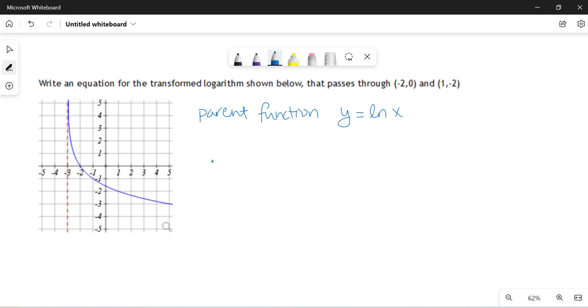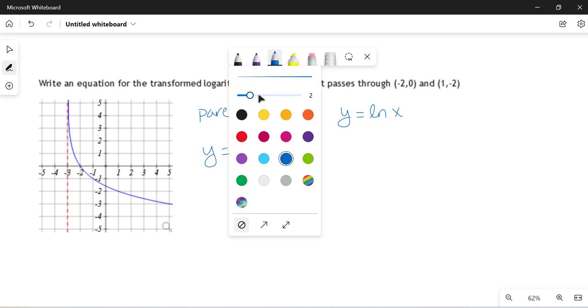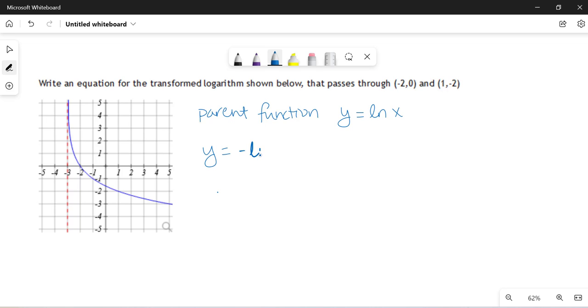So I'm going to have, so far, y equals negative natural log of, okay, shifting it to the left would be x plus 3, right? That would shift it to the left 3. And you can double check that your vertical asymptote's going to be in the right spot by taking whatever's inside your log, in this case x plus 3, and setting it equal to 0 and solving, and we get x equals negative 3. That's what this is right there. Okay, so far so good.